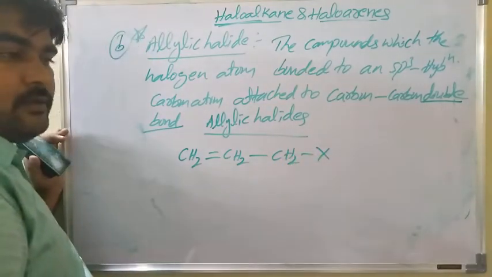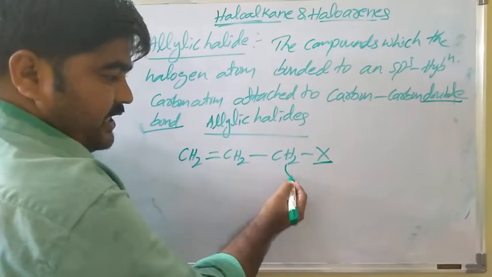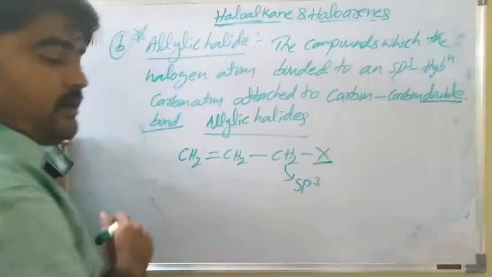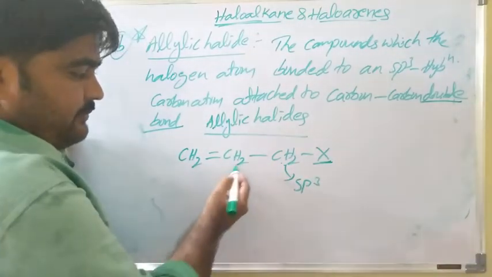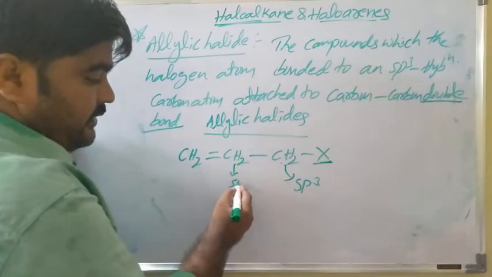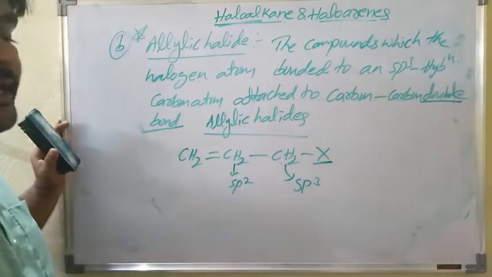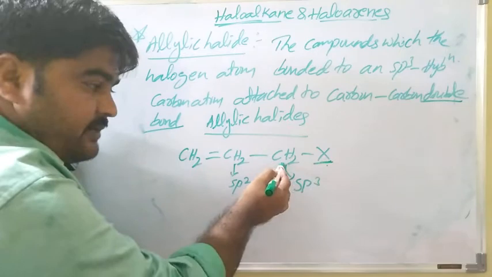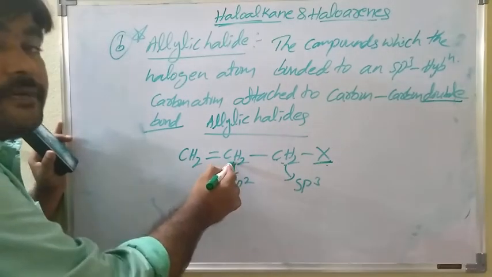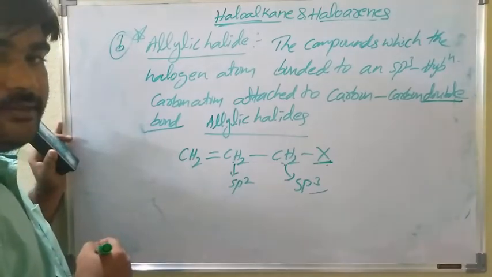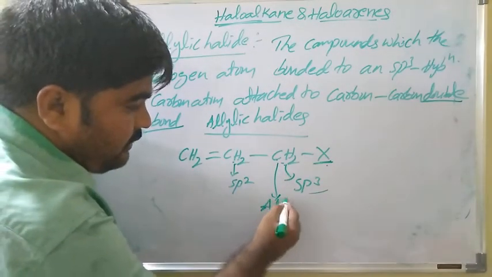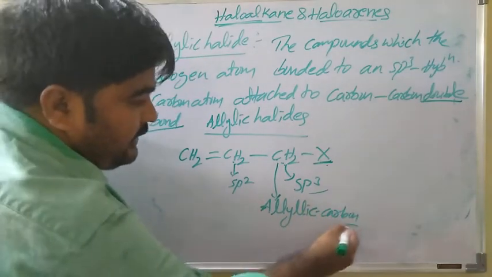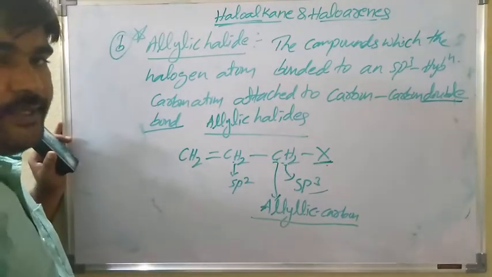X. See here, the halogen atom is attached to an sp3 carbon only. Already we discussed this classification: compounds containing an sp3 carbon-halogen bond only. So this carbon is sp3, but this carbon is an sp2 carbon atom. Very important. Allylic halide means what? If the halogen atom is attached to an sp3 carbon atom, and this carbon is attached to an sp2 carbon atom, it is called allylic halide. So this carbon is known as the allylic carbon.